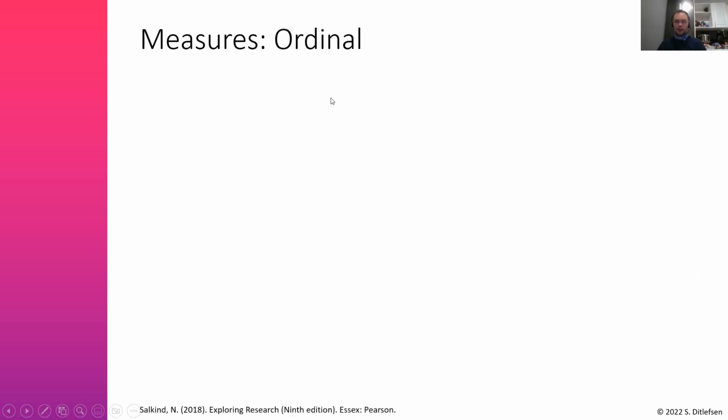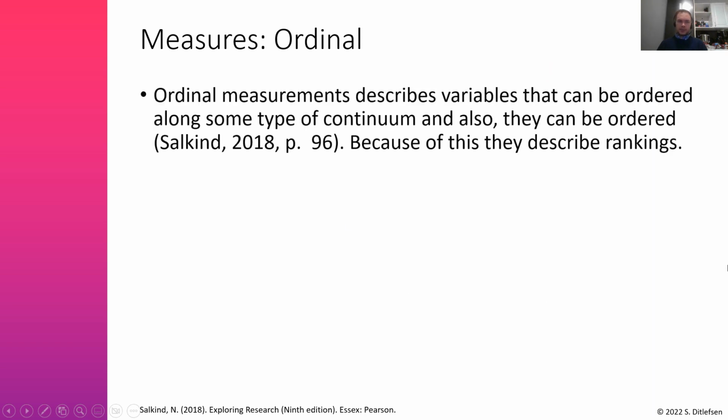Okay, next one, ordinal. Ordinal, the ranking. Ordinal measurements describe variables that can be ordered along some type of continuum, and also they can be ordered. So firstly, continuum, and secondly, they can be ordered. Because of this, they describe rankings. And as an example, first, second, third, fourth. So what type of rank did you get?